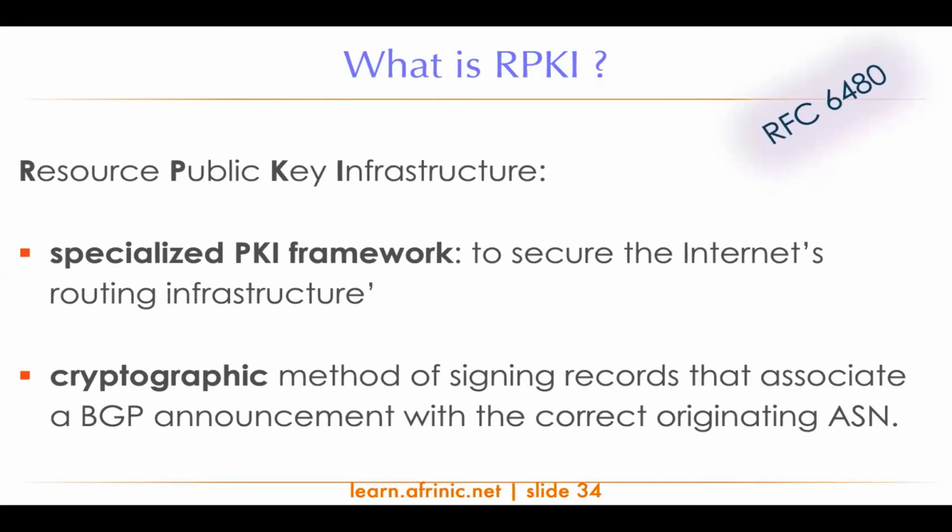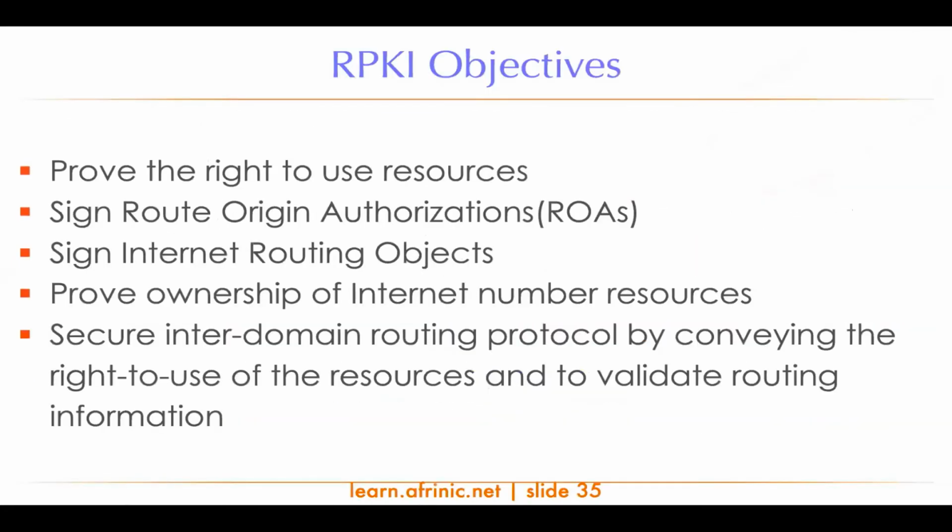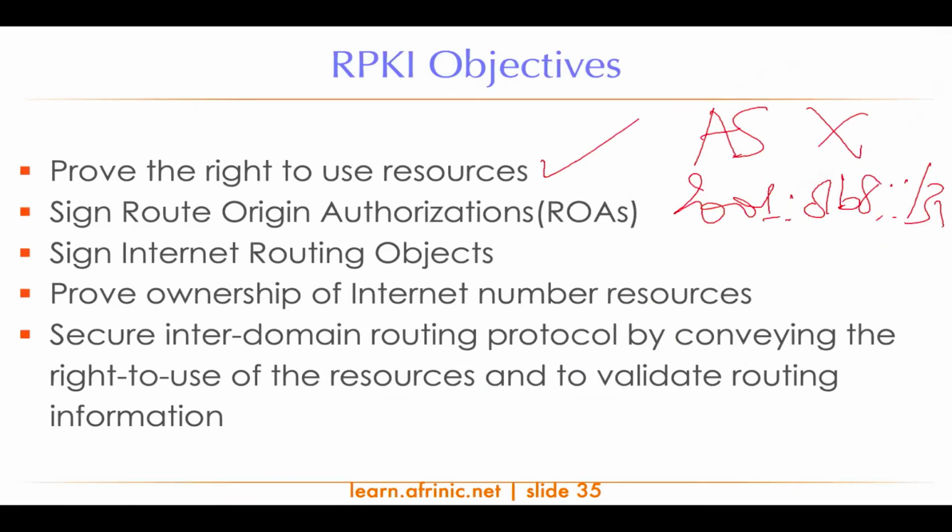So actually, how does it work? First of all, the objective of RPKI is to prove use of resources. So am I, as ASX, authorized to route prefix 2001:DB8::/32? Am I authorized to route this? How do we know that? Yes, we previously said you can add this information in the IRR. But to make it even more secure, we are now talking about the RPKI.